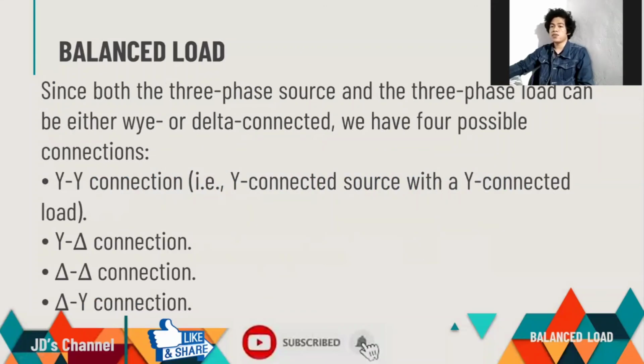Since both the three-phase source and three-phase load can be Y or delta connected, we have four possible connections. Y-Y: Y-connected source with Y-connected load. Y-delta: Y-connected source, delta-connected load. Delta-delta: delta-connected source, delta-connected load. Delta-Y: delta-connected source, Y-connected load. We will discuss these next time.